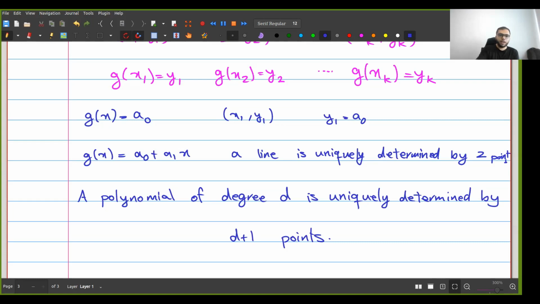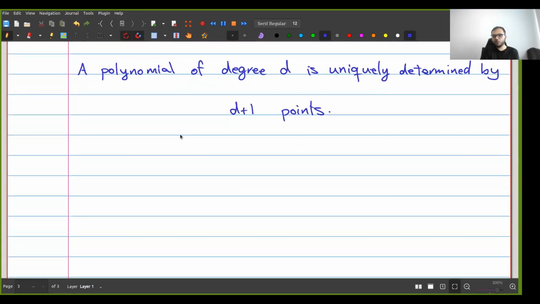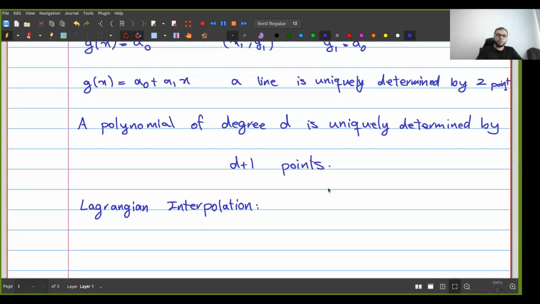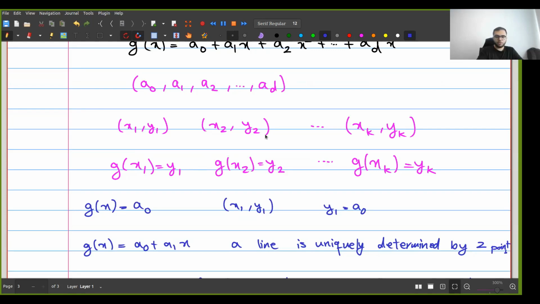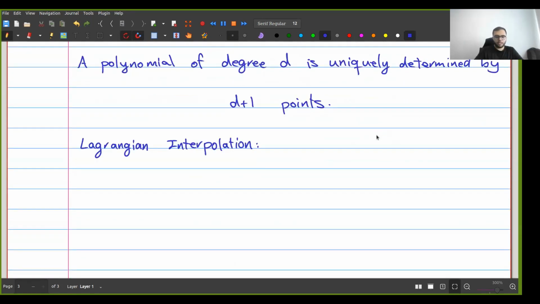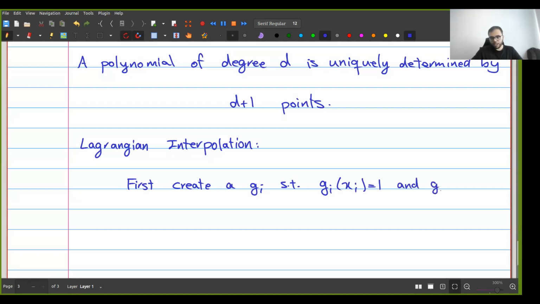Okay. Now, why is this? Well, you've probably seen a proof of this if you've taken a course on linear algebra or abstract algebra. If I want a polynomial that goes through all of these points, x1, y1, x2, y2 to xk, yk, how can I create that? So let's say that I first create a polynomial gi such that gi of xi is 1 and gi of xj is 0 for every j that is not equal to i.